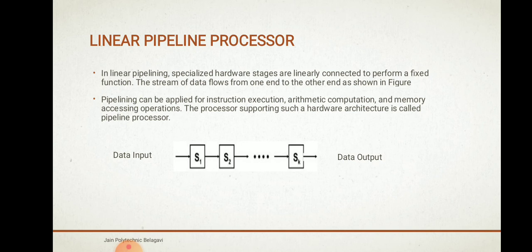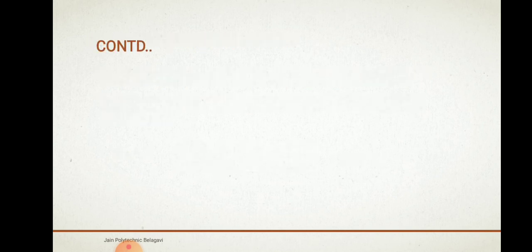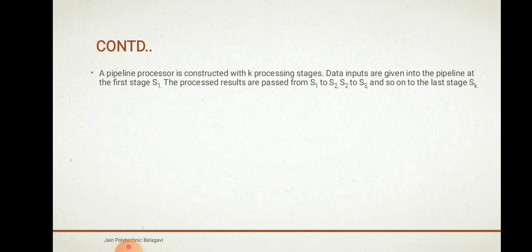A pipeline processor is constructed with k processing stages. As we have seen in the previous diagram, there are k processing stages. Data inputs are given into the pipeline at the first stage, so at the first stage, S1 takes the data input. The processed result is passed from S1 to S2, and after that from S2 to S3, and so on to the last stage Sk. After that we get the output.